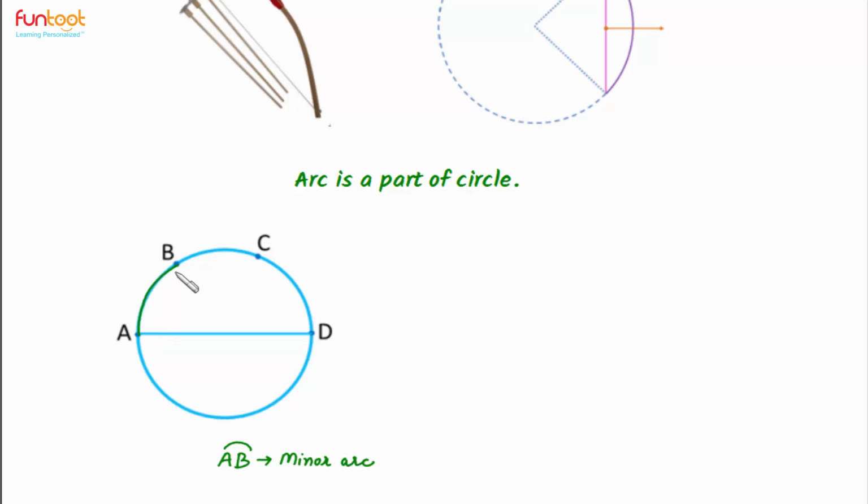We can have a major arc also, and here we can see that this is the major arc because it is greater than half of the circle, and we can represent this as ADC and putting a small symbol of arc over it, and this, as we have discussed, is a major arc.